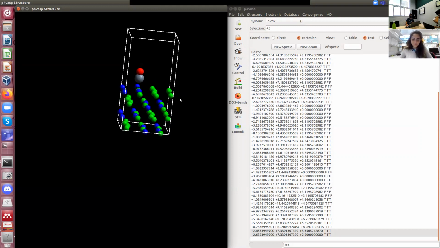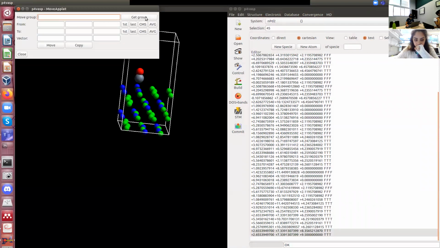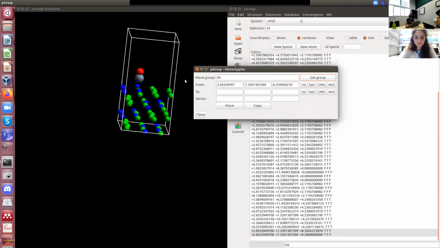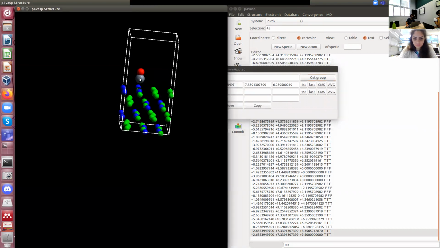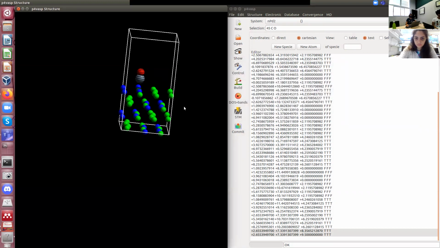What was the command to move the molecule? From Edit, move atom, then you get the group. Then you can move from the atom 45, the first atom, till the last one, that is the oxygen, and then you move and you can adapt here the X, Y, and Z. It is nice that you have Python for VASP to do it, but you need to find a way to do it automatically.